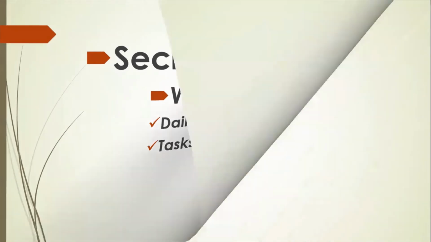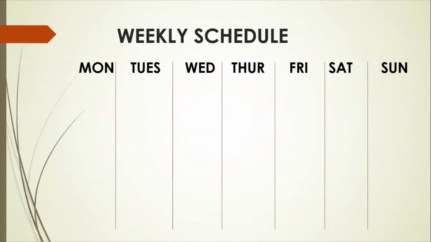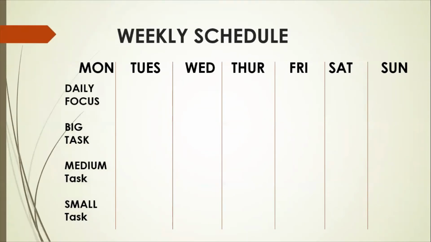My weekly schedule looks like this, wherein I have days on it, and every day consists of a daily focus area, big tasks, medium tasks, and small tasks. Now you must be wondering, what is this daily focus?